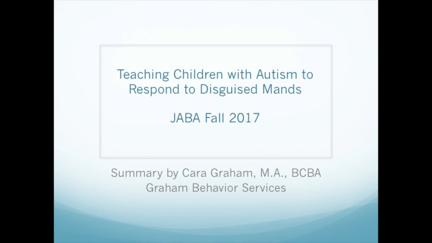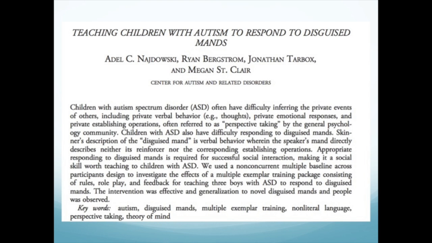This summary is of the article Teaching Children with Autism to Respond to Disguised Mands from the Fall 2017 Journal of Applied Behavior Analysis. Children with autism spectrum disorder often have difficulty inferring the private events of others, including private verbal behavior, private emotional responses, and private establishing operations, often referred to as perspective taking by the general psychological community. Children with ASD also have difficulty responding to disguised mands.